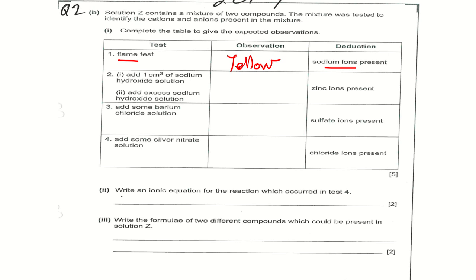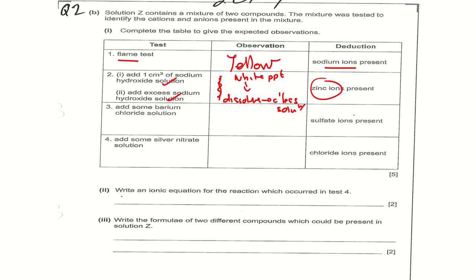Okay, we've got zinc ions here, and we're adding a little bit of sodium hydroxide and then excess sodium hydroxide. Zinc ions will, in both instances here, first of all give a white precipitate to begin with, and that white precipitate will dissolve, and it will produce a colourless solution when it does dissolve.